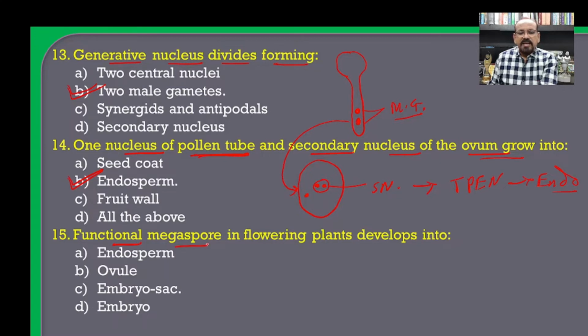Now the functional megaspore in flowering plants develops into... Earlier you might have studied the monosporic, bisporic and tetrasporic types of development of the embryo sac. So this ovule is nothing but the megaspore. It means that all these three are responsible for the formation of the embryo sac, which is also known as the female gametophyte. So the embryo sac becomes the answer for this question.